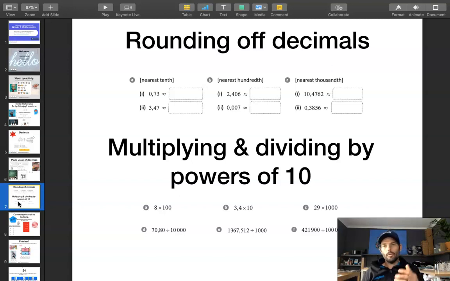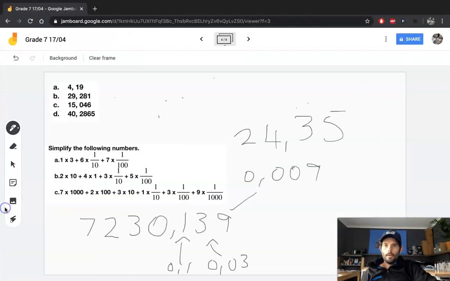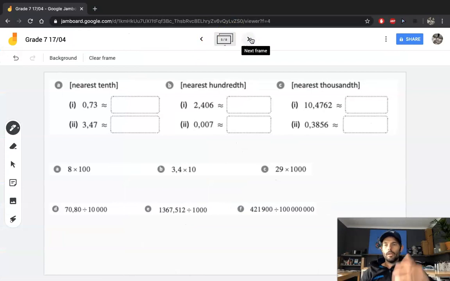Okay, so the next number determines what the number you're rounding off does. So for example, in the first example, 0,73, I'll just get it for you on the screen. In 0,73, I'm looking at the 3. Okay, if that 3 is less than 5, my tenth doesn't change. So 0,73 stays 0,7. Okay, rounding off to the nearest tenth. The tenth is the first number after the decimal.